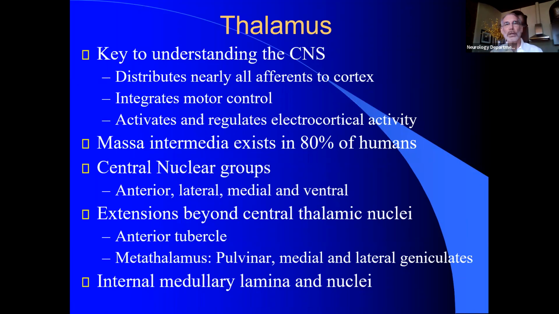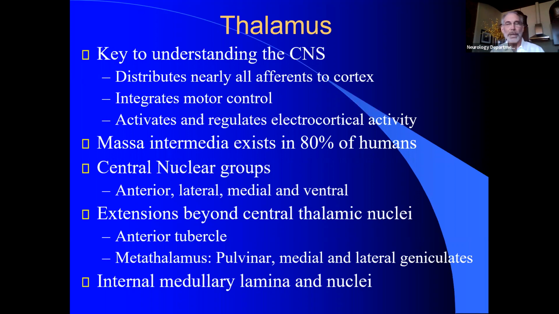The thalamus, as you all know, I believe is the key to understanding the central nervous system, and we will spend a lot of time looking at the thalamus. The thalamus distributes nearly all afferents, except for olfactory, you can say all afferents, to the cerebral cortex. It integrates motor information. It contributes to Brodmann's area 4, and thereby runs the corticospinal tract. It activates and regulates virtually all of the electrocortical activity throughout the cerebral hemispheres.